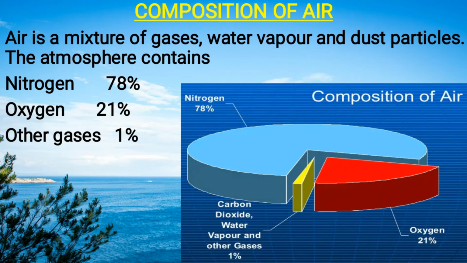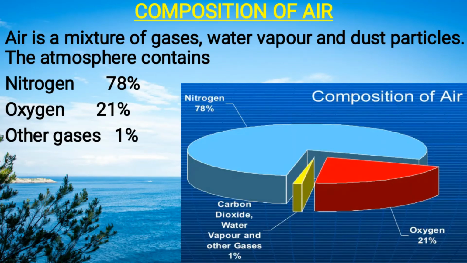So our next topic is composition of the air. Air in the atmosphere is a combination of gases. It's not just one gas. Air is a mixture of gases, water vapor and dust particles. The atmosphere contains nitrogen 78%, oxygen 21%, and other gases like carbon dioxide, helium, argon, neon 1%.